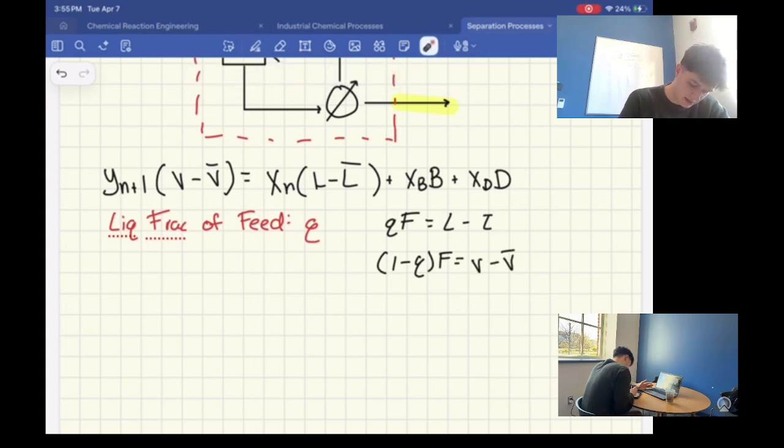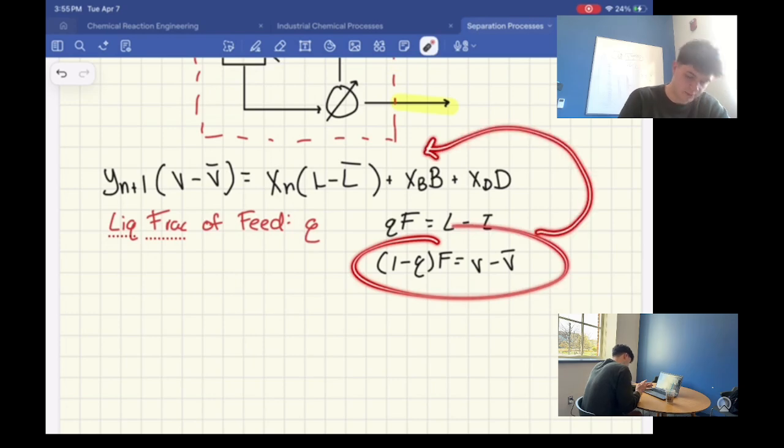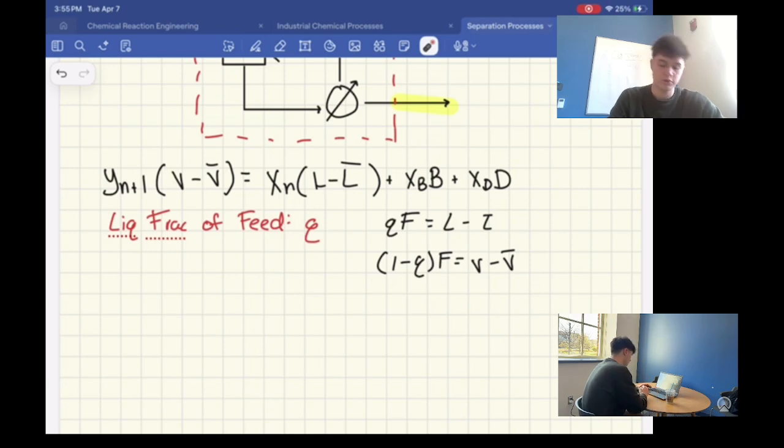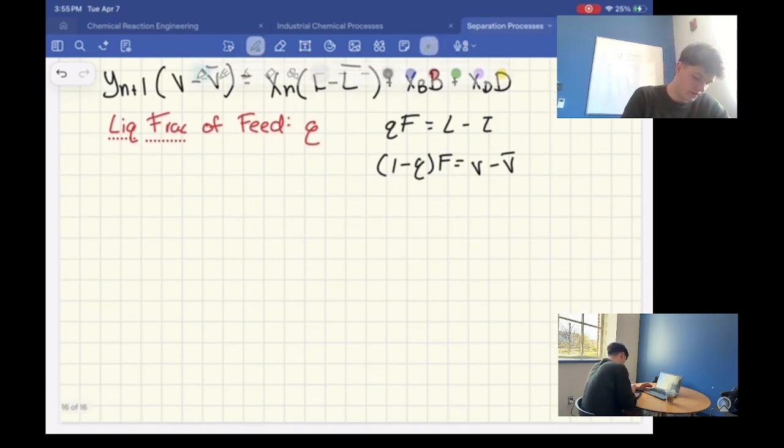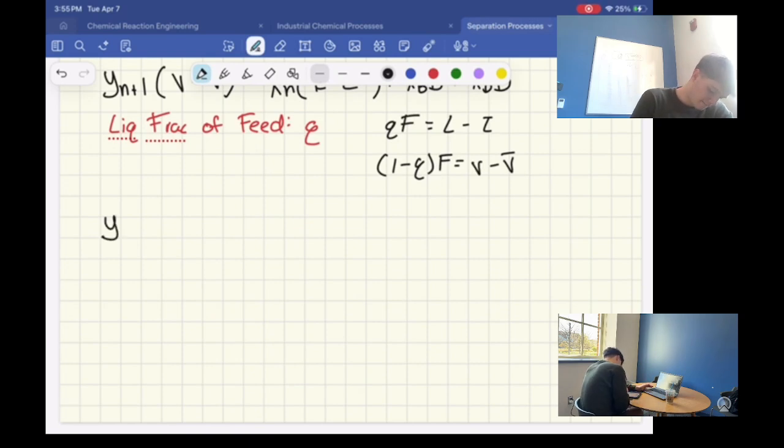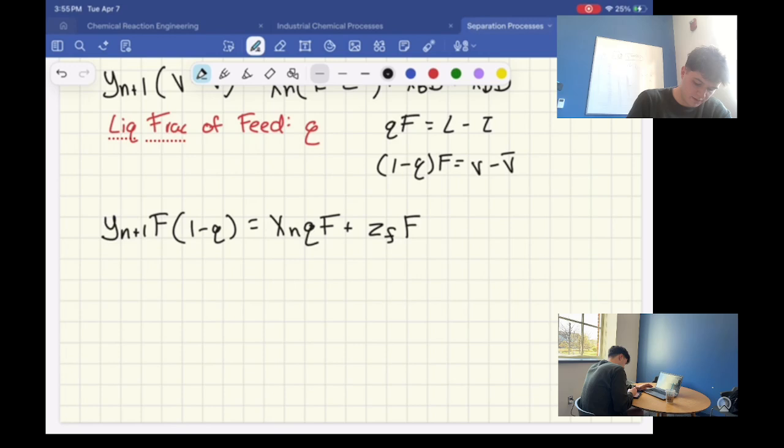And then now we are going to take this and plug this into this algebraic equation we created. And so now we rewrite the equation above in terms of our feed, in which you get y sub n plus 1 times your feed value multiplied by 1 minus q is going to be equal to our xn value times q times the feed plus our zf value times the feed. And when you look at this, you think, oh, well, everything's multiplied by f. We don't need that. You would be exactly right. So we can cross all these f's out.